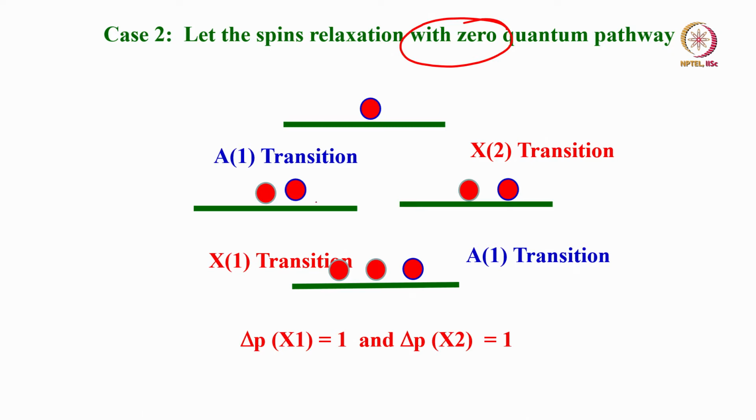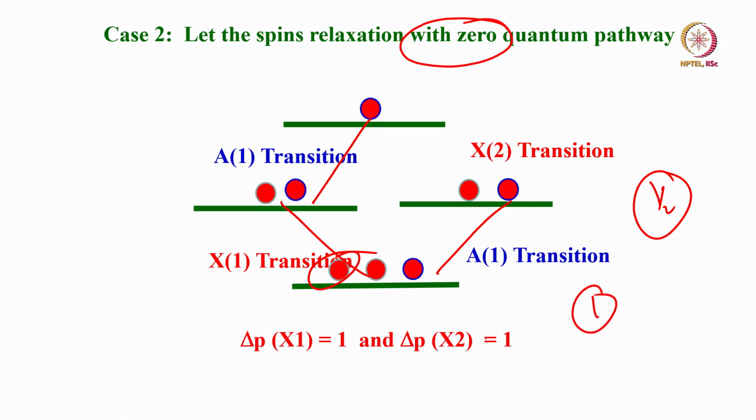Look at it, the A transition again: 2 minus 1 is 1, 3 minus 2, the A transition always continues to be half, that has not changed. In the double quantum relaxation pathway also it was reduced by half, now also it is the same. What about the X transitions? Look at the X transition here, this is 3 minus 2, it became 1. Here 2 minus 1, it became 1.